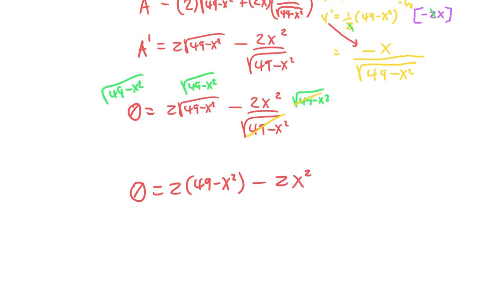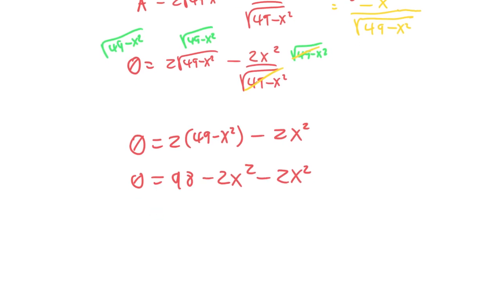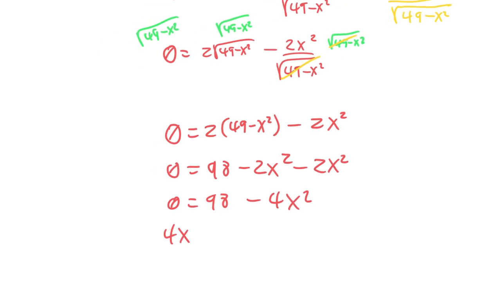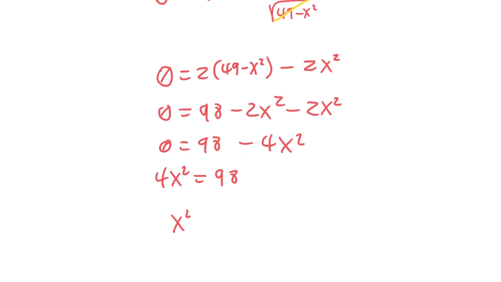So now, distributing the 2, we have 98 minus 2x squared minus yet another 2x squared. Now, we have therefore a 98 minus 4x squared. Adding 4x squared to both sides gives me 4x squared equals 98. Dividing both sides by 4. 98 over 4.